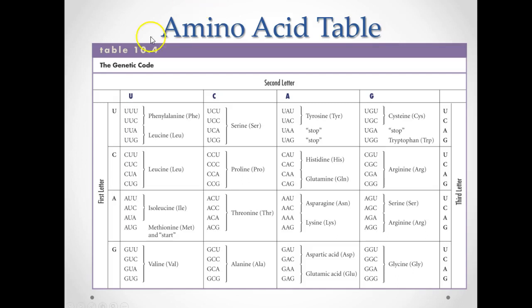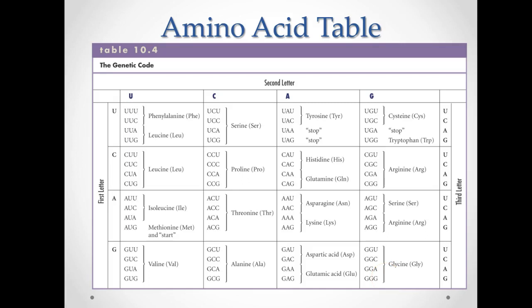Number 2, there is redundancy in the code. Okay? Redundancy means that there are multiple codons that will code for the exact same amino acid. So there are 4 different ways that we can ask for proline, right? And there are 4 different ways we can ask for glycine.